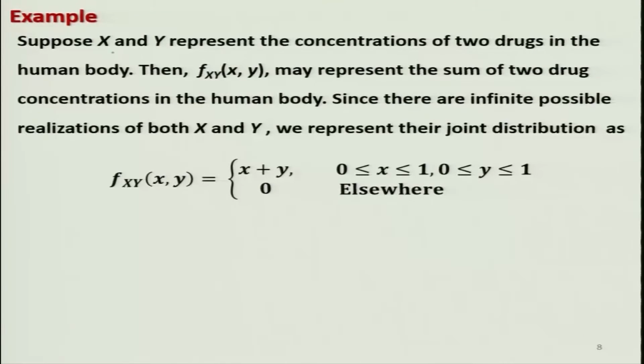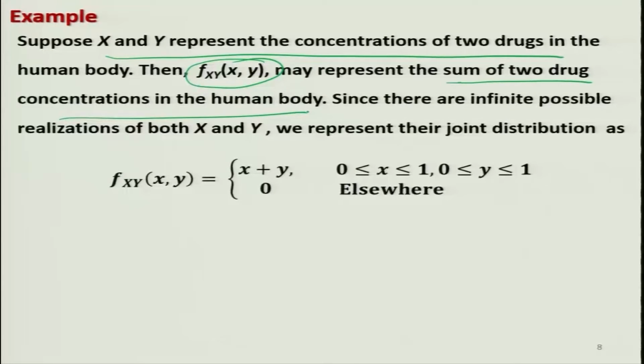Suppose x and y are two continuous random variables, and this is the same example actually that we considered earlier also, where we have a joint PDF of x and y, where x and y are representing the concentration of two drugs in the human body, and f x y is representing the sum of the two drug concentrations in the human body. Right. So, now this joint PDF is given by f x y is equal to x plus y if x and y both are lying between 0 and 1 and 0 elsewhere.